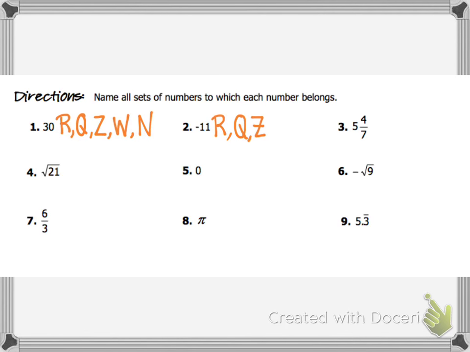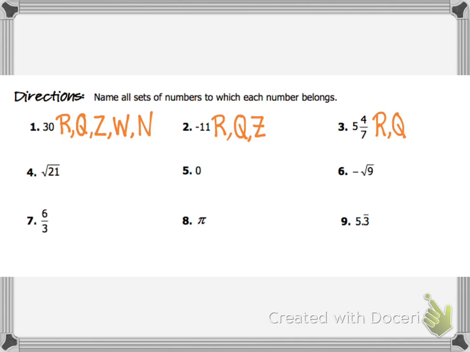5 4/7, always real. Rational or irrational? Since it's written as a fraction, 4/7, then I know it's going to be rational. So that's a Q. 5 4/7. However, that could be changed to a decimal, so it is not an integer. So just R and Q.